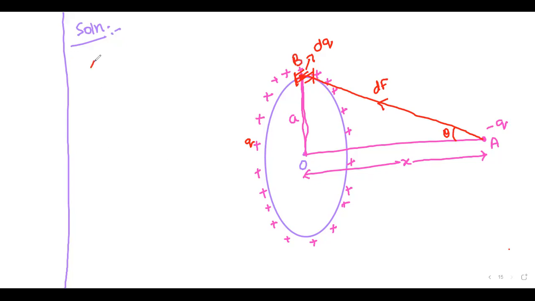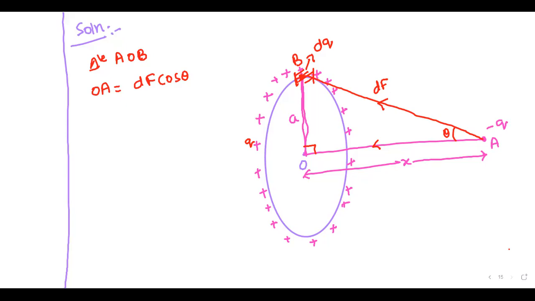In the triangle AOB, at O it is a right angle, so AB is my hypotenuse. I can write OA as dF cos theta, because OA is the adjacent side to the given angle.